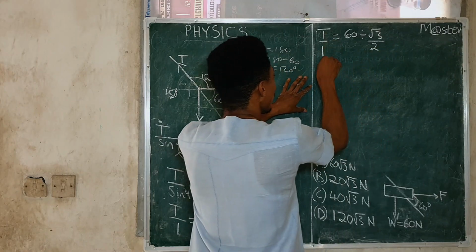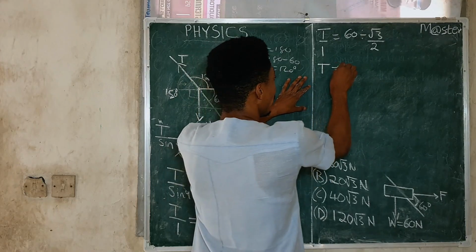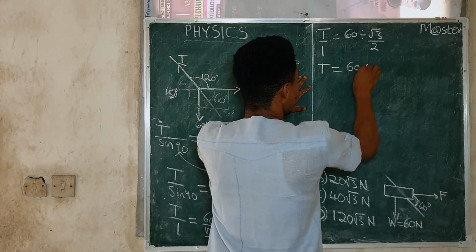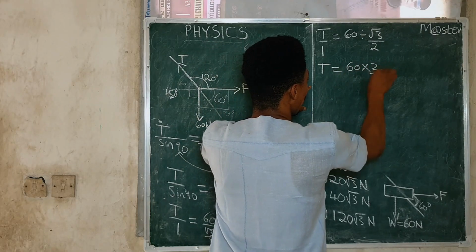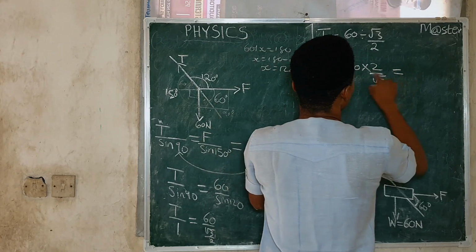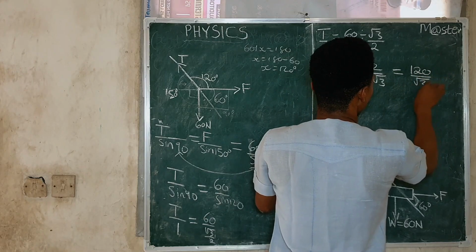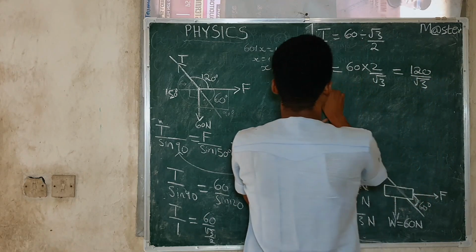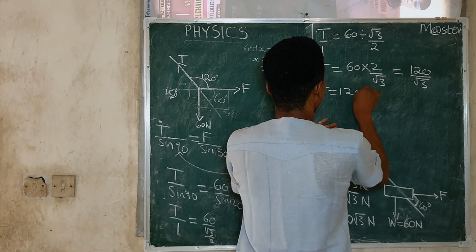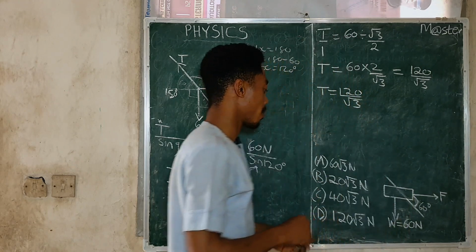T over 1 is the same thing as T. That's my tension. Equals 60 times 2 over root 3. This becomes 120 all over root 3. So T is 120 over root 3. This will be your tension.